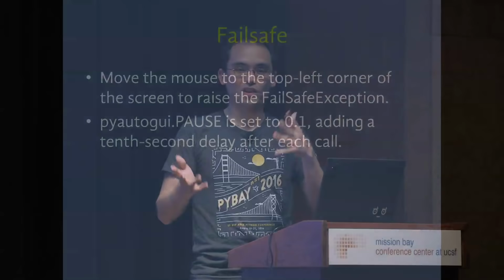And if it sees that the mouse is up there, then it'll automatically stop. So you can move the mouse cursor up to the top left corner, and it automatically kills the program by just raising this fail-safe exception. Every single PyAutoGUI function has a tenth of a second delay, so it just gives you a little bit of time to do this. And you can change PyAutoGUI.pause to be a larger number if you want a larger delay.